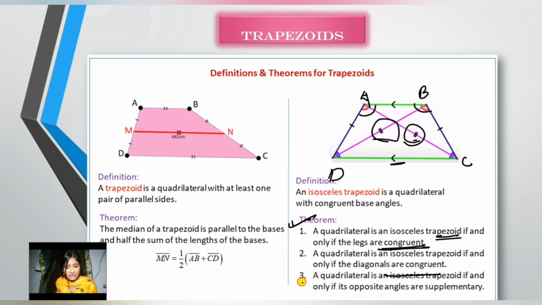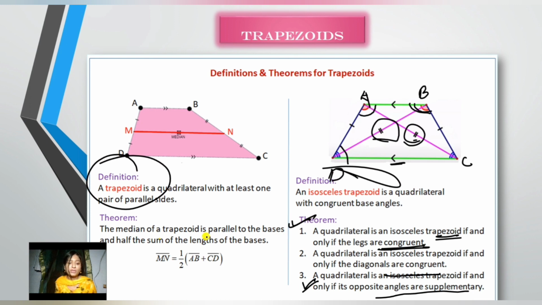And the last point is, a quadrilateral is an isosceles trapezoid if and only if the opposite angles are supplementary. That is the property of the quadrilateral, that opposite angles will be supplementary to each other. I hope you have understood. So that is how it works for the trapezoid and the isosceles trapezoid.